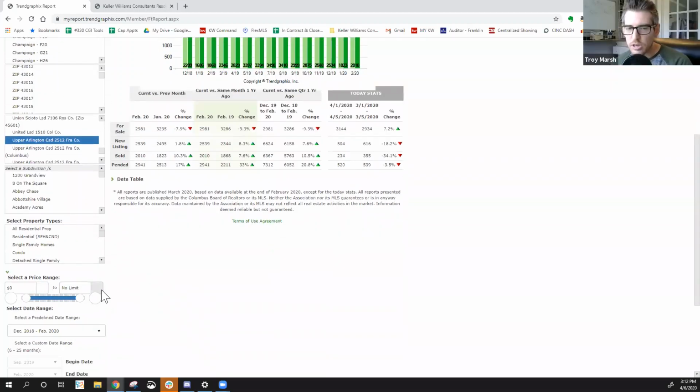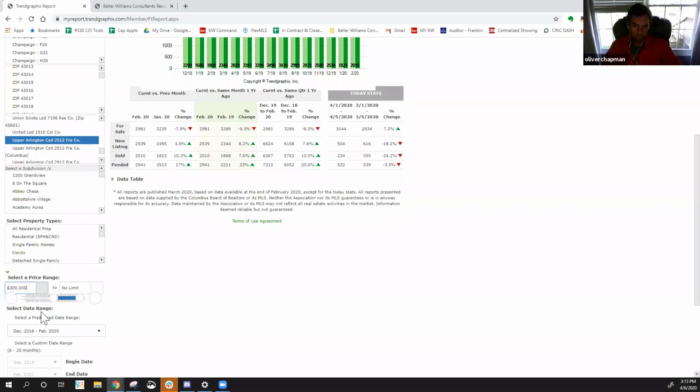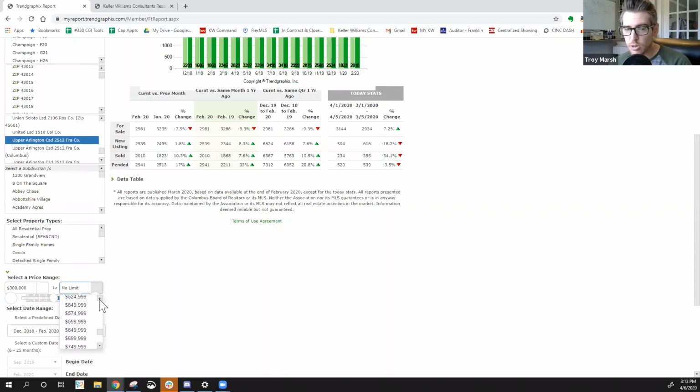And then down here, depending on the price range, in Arlington at 350, I might do 300 to 400. If you're in a higher price point, you probably want to go to a larger range. And when you're in a lower price point, you probably want to go to a larger range. And then you select this.